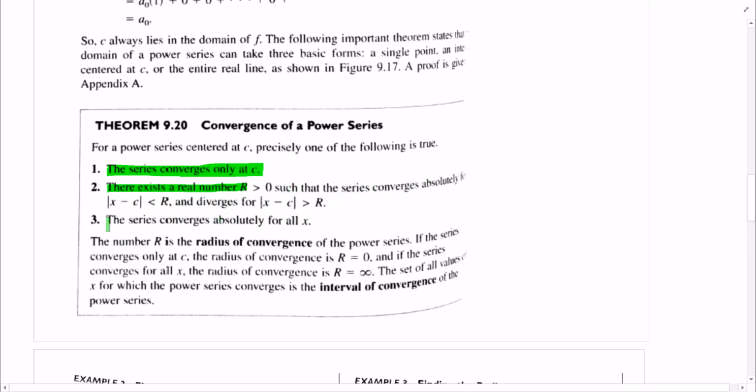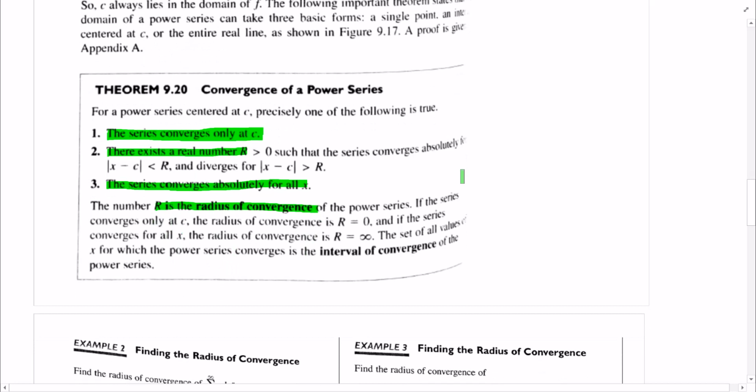And then sometimes the series just converges for every x value, right? It will always converge. There's no radius. The radius is infinity. And again, that r is called the radius of convergence. And so, more important information here. If it only converges at c, if it's case 1 up there, the radius is called 0. And if it converges for all x, case 3 up there, then we say the radius is infinity.